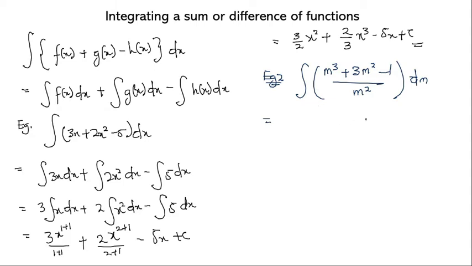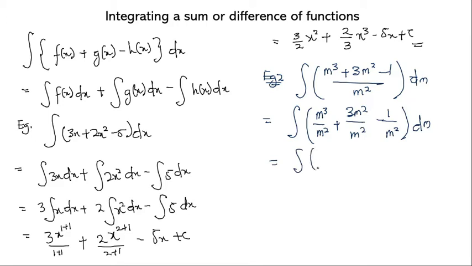Before we integrate, we need to simplify what we have in the bracket. So we have the integral of m cubed over m squared, plus 3m squared over m squared, then minus 1 over m squared dm. So this will cancel some of this, so we still have the integral of m plus here will become 3 because this cancels this, then minus 1 over m squared. So if you bring m to the top, it becomes m raised to the power negative 2 dm.